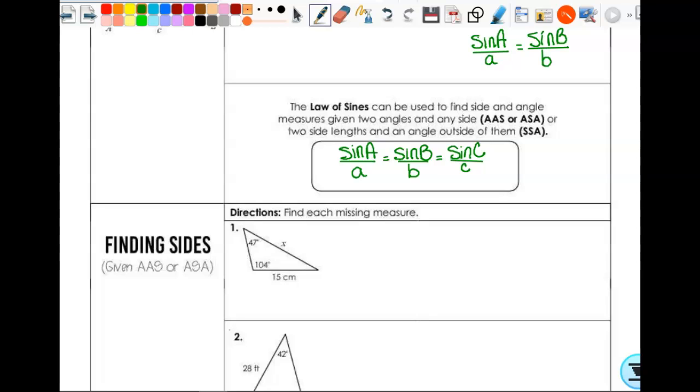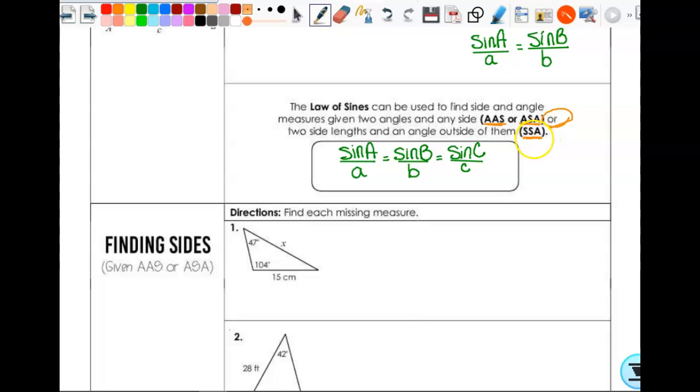We good? All right, so this says the law of sines can be used to find the side and angle measures given two angles and any side. So either angle, angle, side, or angle, side, angle, or two side lengths and an angle outside them, side, side, angle. Those should sound familiar from geometry, from when you were proving that triangles were congruent. These two were ways that you could prove triangles congruent. This one was not, because it's the ambiguous case and there's no SSA in geometry.